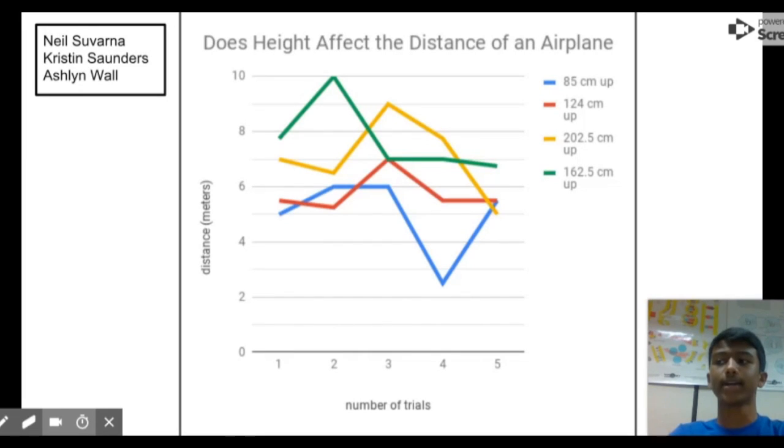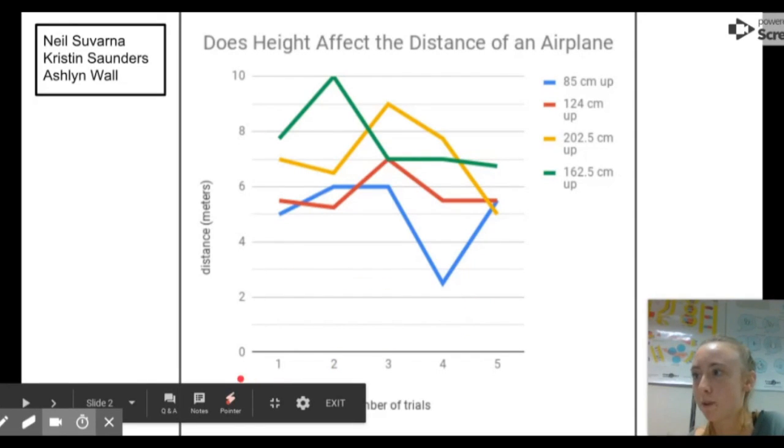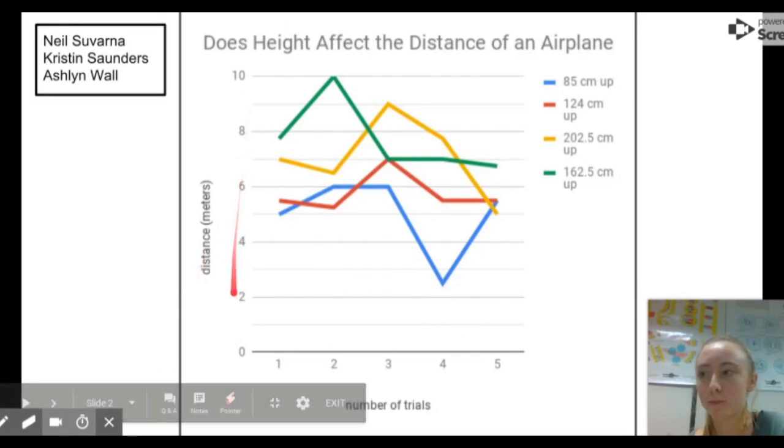Our experiment was how does height affect the distance of a paper airplane. The 4 different heights we used were sitting down, kneeling, standing on a chair, and standing on the ground. As you can see, the variable we used was height. We tested the plane 5 times from each height as shown on the x-axis. We measured the distance traveled in meters as shown on the y-axis.